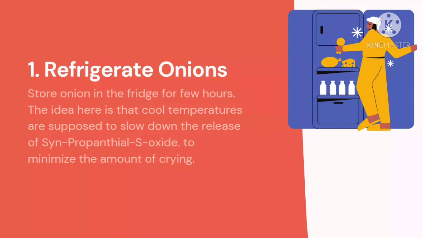Tip number 1. Refrigerate onions. Store onions in the fridge for a few hours. The idea here is that the cold temperature is supposed to slow down the release of syn-propanethiol S-oxide to minimize the amount of crying.